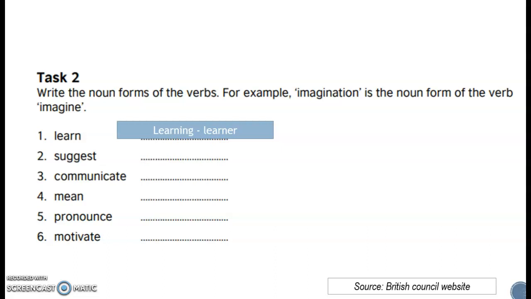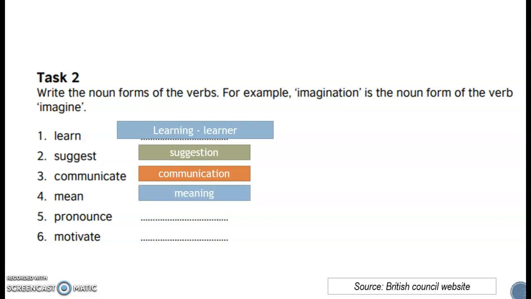What's that? It is the process of getting knowledge. Suggest. The noun for the verb suggest is suggestion. It is an idea or a plan that someone suggests. Communicate. Okay, communication. You know that it is the act of communicating. Mean. Okay, mean is a verb and meaning is the noun.